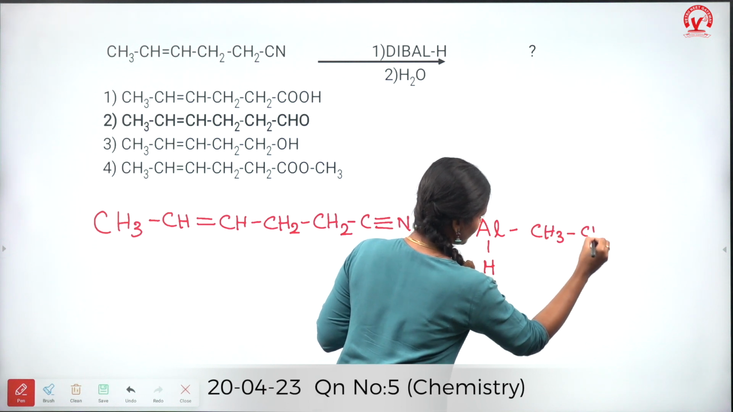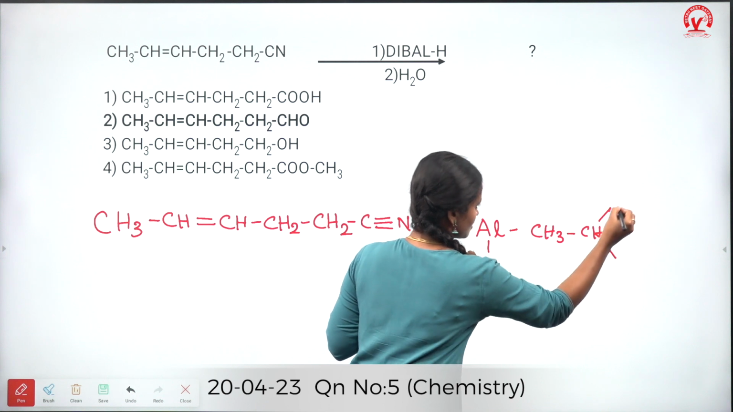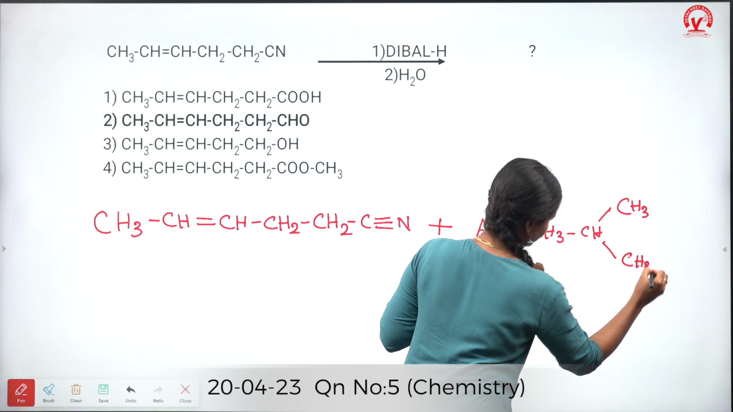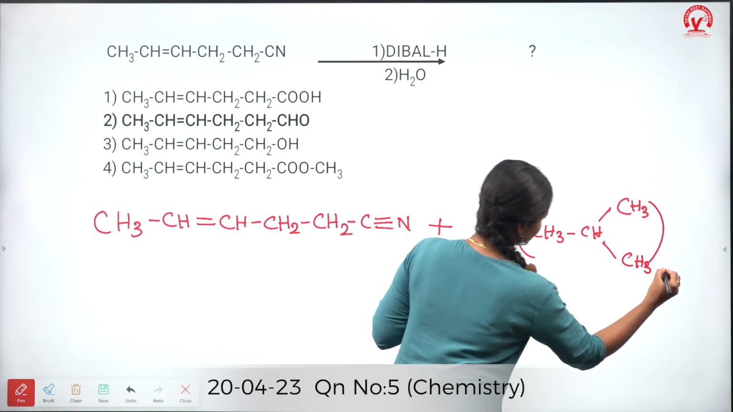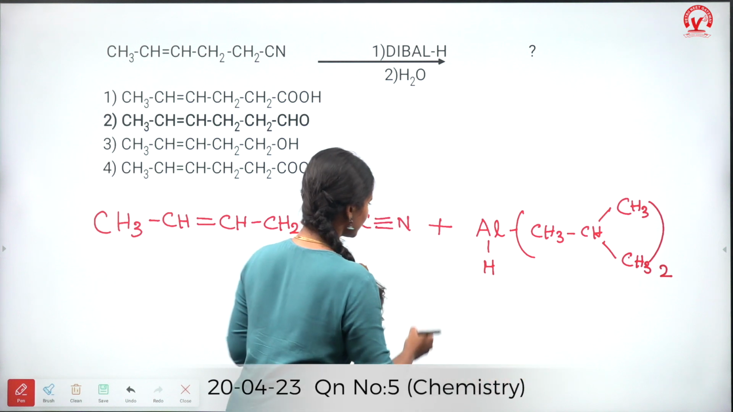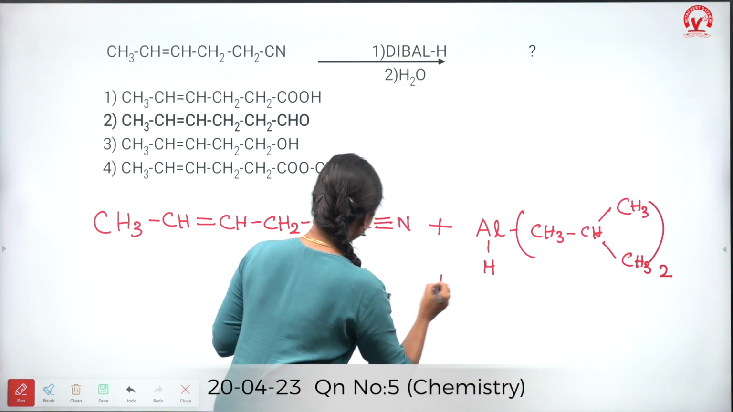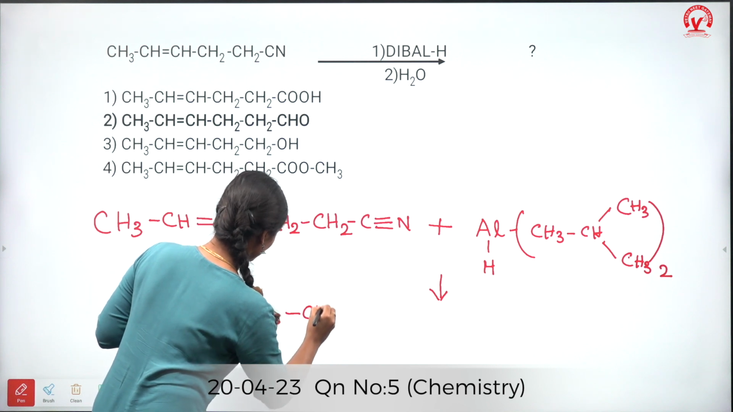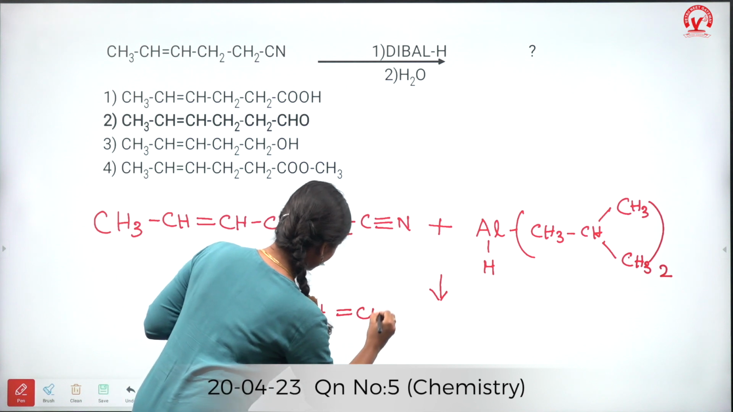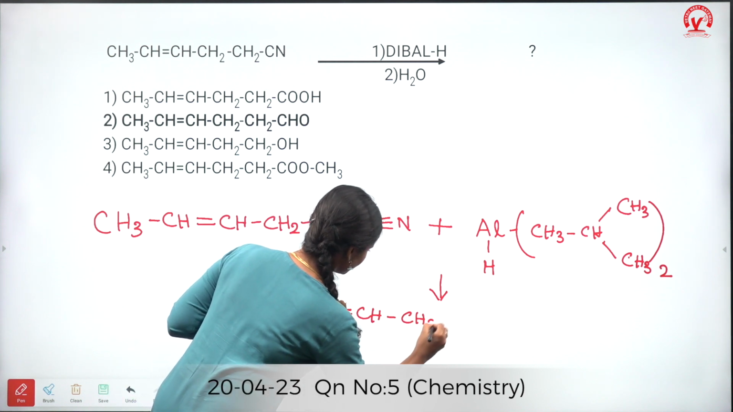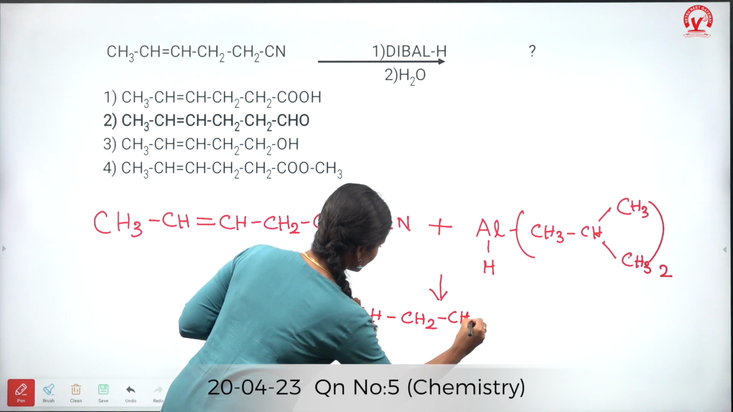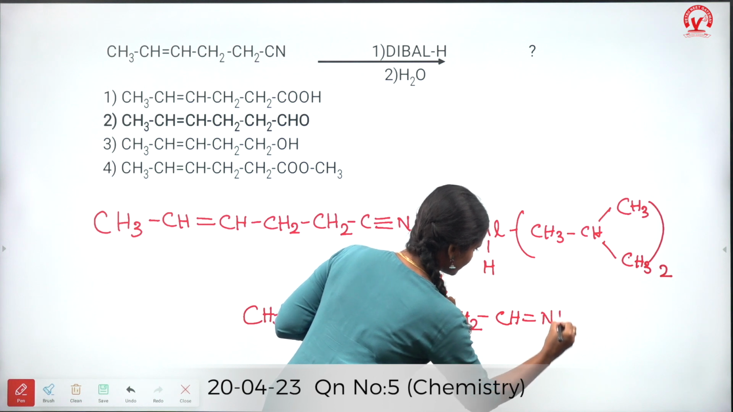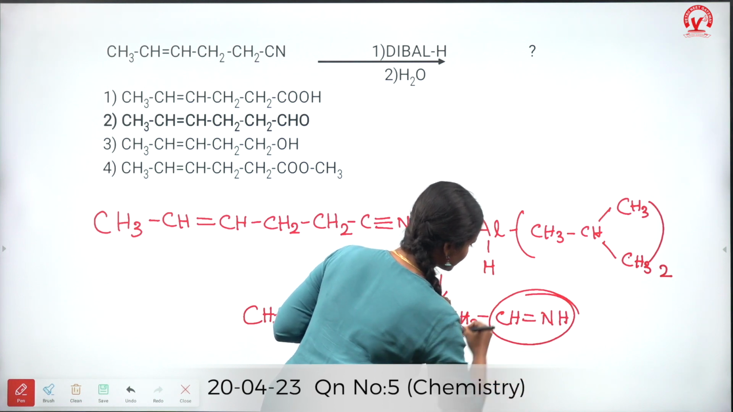CH3 CH, CH3, CH3. This 2 times, which is reacted with, we get an imine: CH3, CH double bond CH, CH2, CH2, CH NH. It is an imine compound.